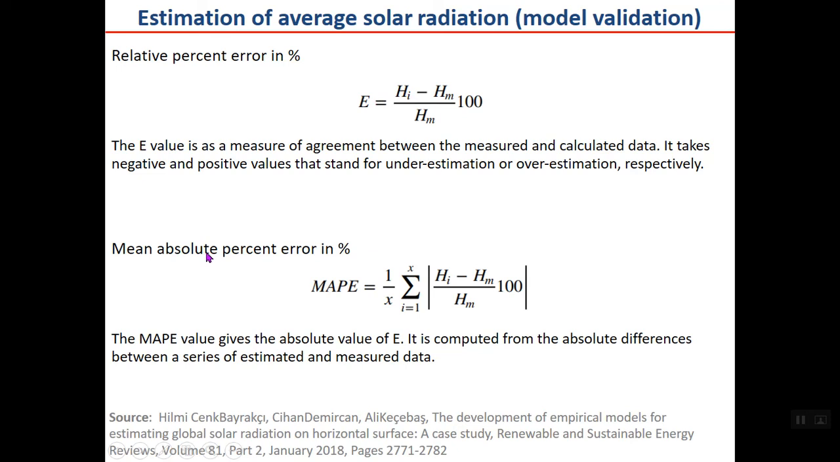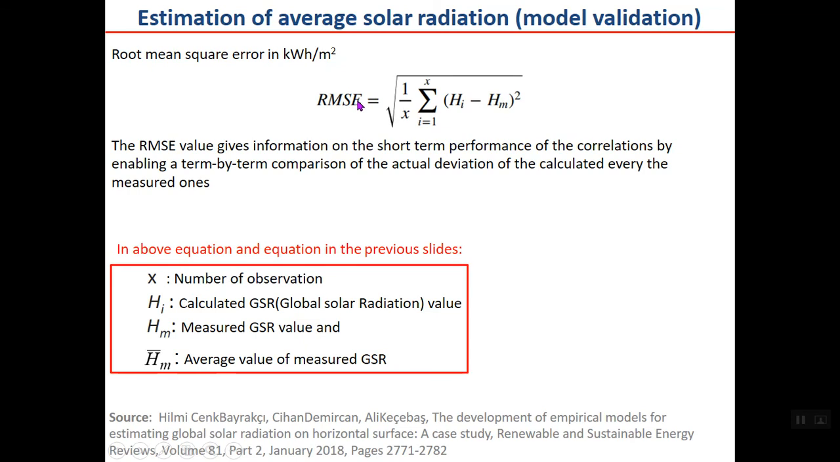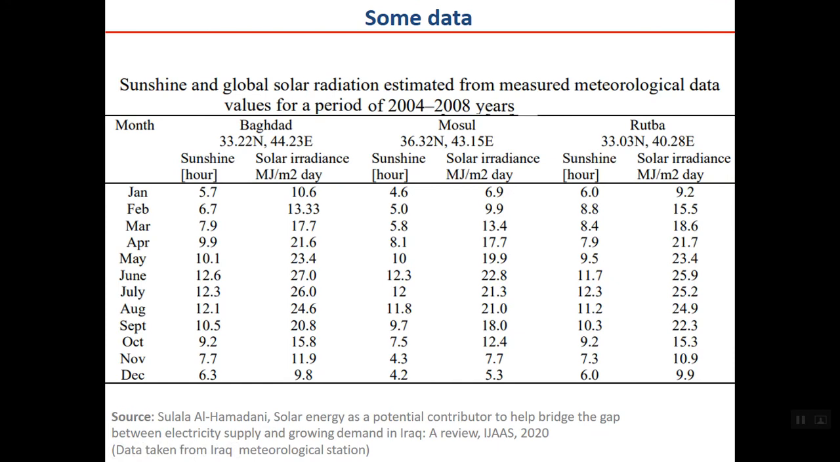Other parameters which you may use: mean absolute percentage of error, which is shown here. MBE is another parameter, and the definition you can see here. Mean absolute error is shown here. And finally, RMSE or root mean square error is shown here. If you want to know more about these different model validation tools, you are referred to the paper shown at the bottom of the page.